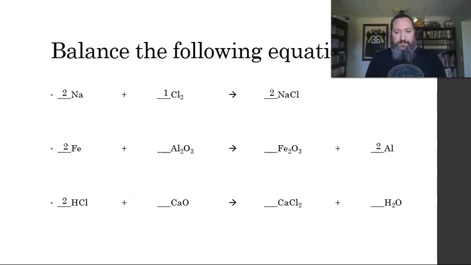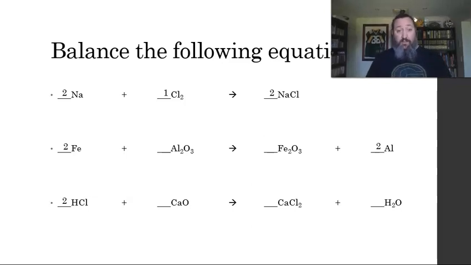2 hydrogens, that looks good. 1 chlorine multiplied by 2 on my reactants now. 2 chlorines on my products. Yep, that looks good. 1 calcium, good. 1 oxygen, good. All right, so now they all add up.